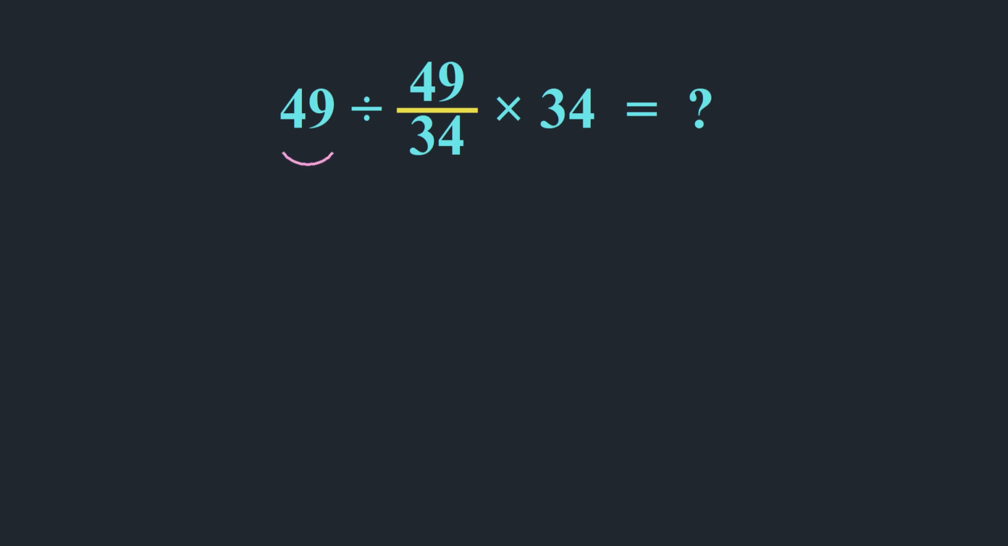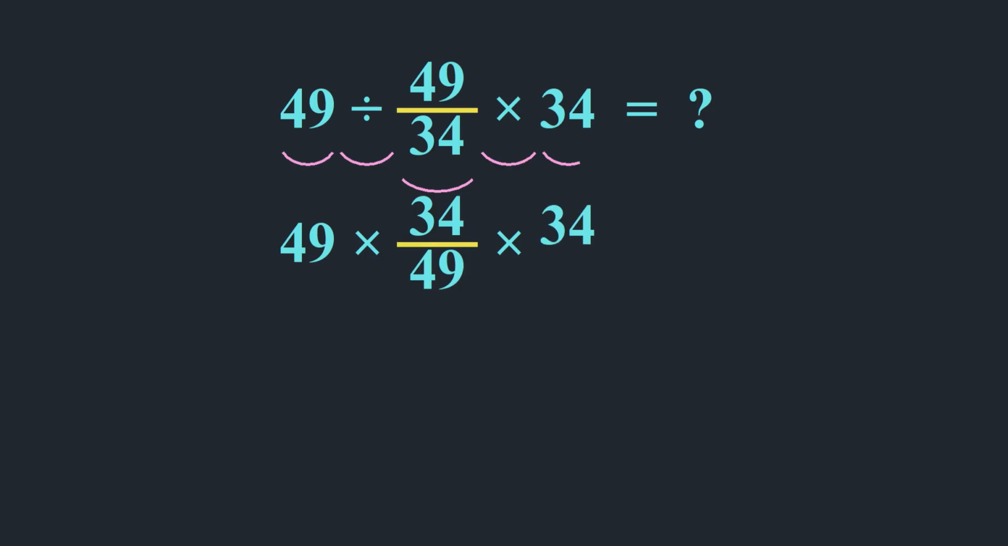49 divided by 49 over 34. To do this division, write down the 49, then change division to multiplication and flip this fraction to 34 over 49. And here again we have times 34. Now we have this new problem. First we do this multiplication. We can easily cancel this 49 and this 49, which gives 34.